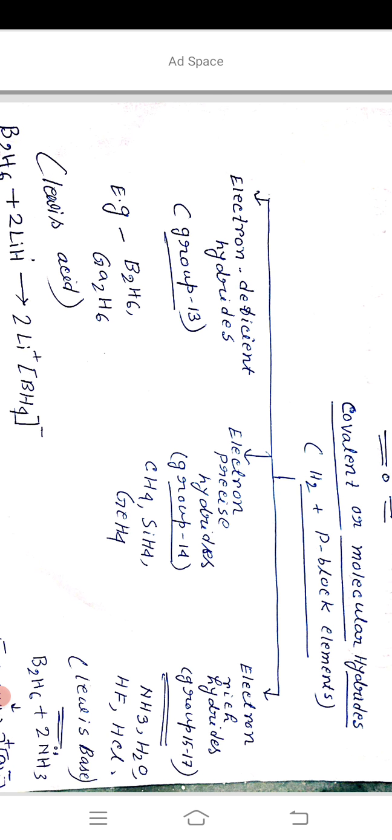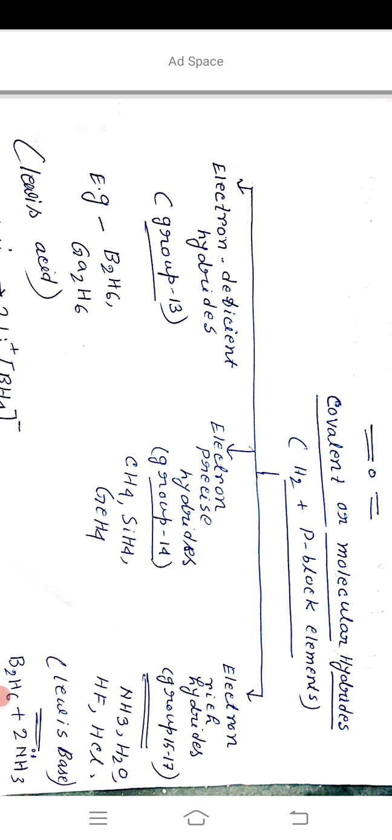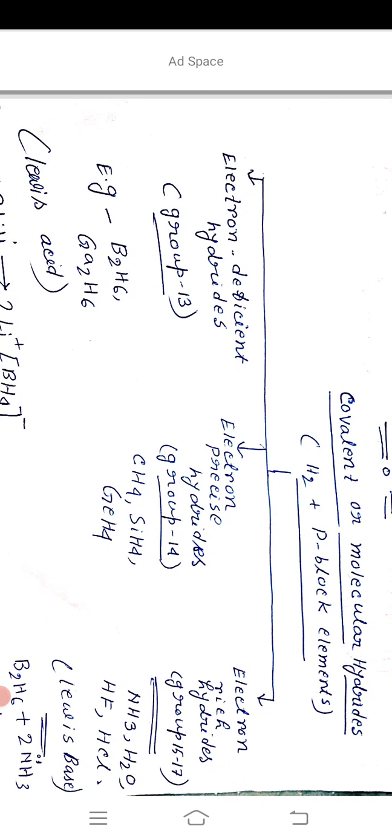Next, electron precise hydrides. These hydrides have the exact number of electrons in the valence shell of the central atom so as to write their conventional Lewis structure. They have the exact number of electrons to fulfill their octet rule. These types of hydrides are formed by group 14 elements. See the example: CH4, SiH4, GeH4, carbon hydride, silicon hydride, germanium hydride.